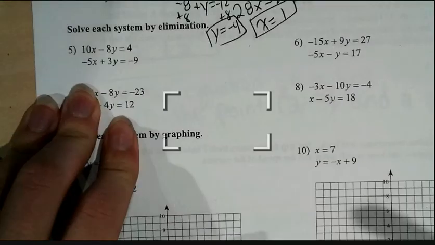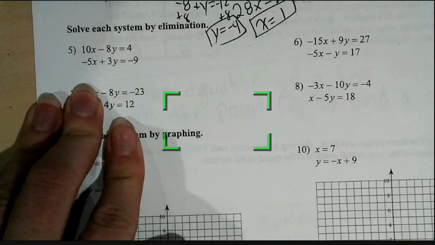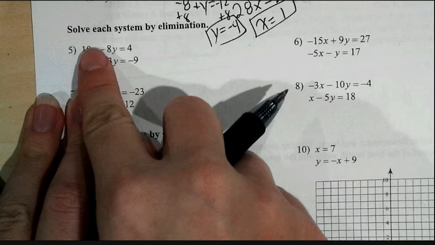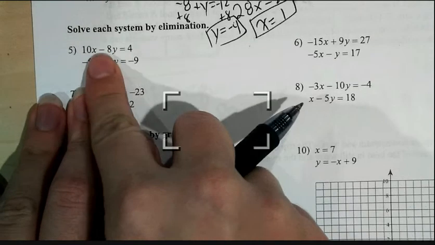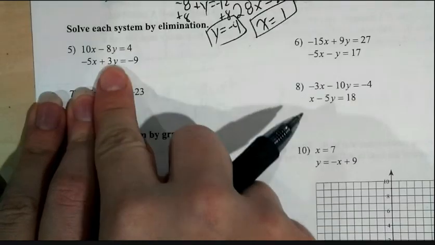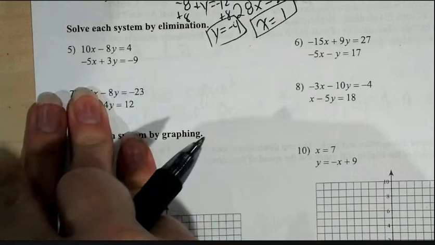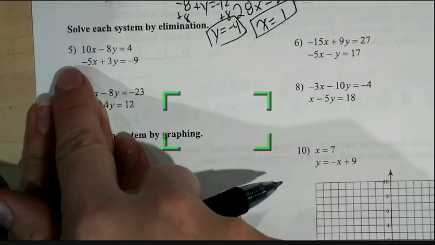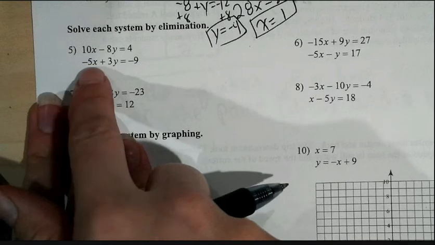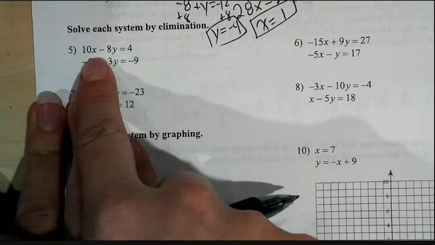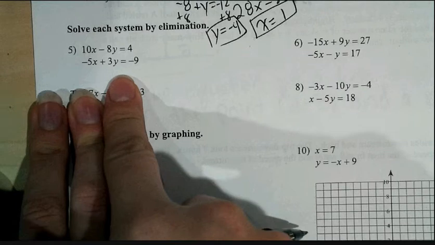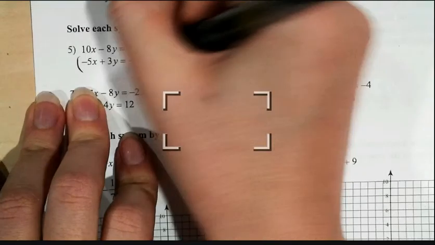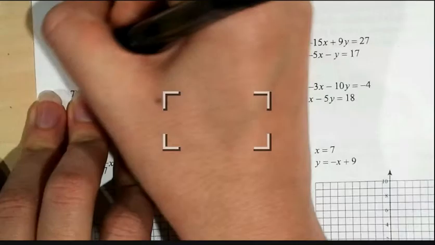Now, solving by elimination is a little bit different. With elimination, I want to either get rid of the x's or get rid of the y's. And when I say get rid of, that means like here, if I have 10 positive x's, I want to somehow make this 10 negative x's so I can make them 0 and I'm left with my y's. So that's actually what I'm going to do. I'm going to multiply the whole equation by 2.